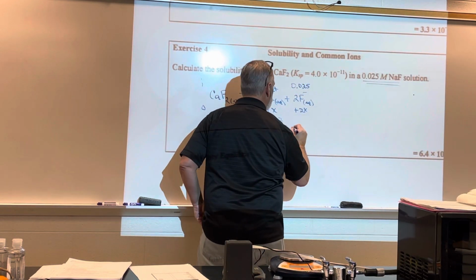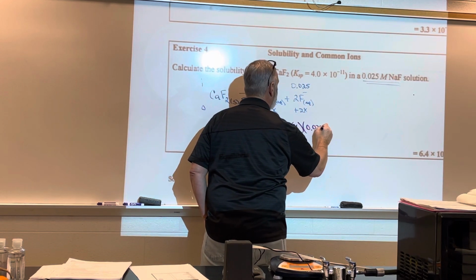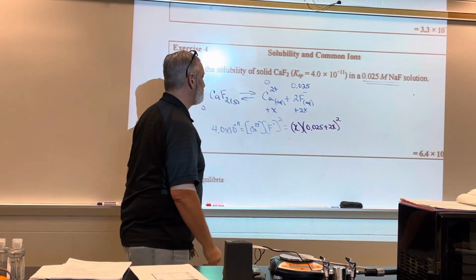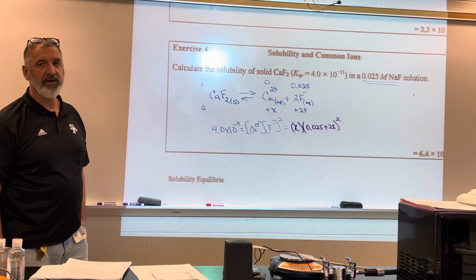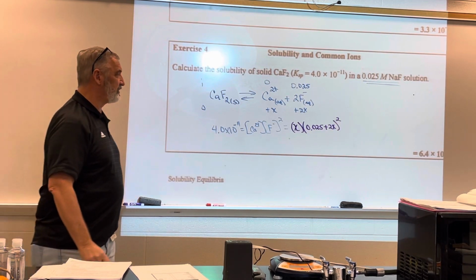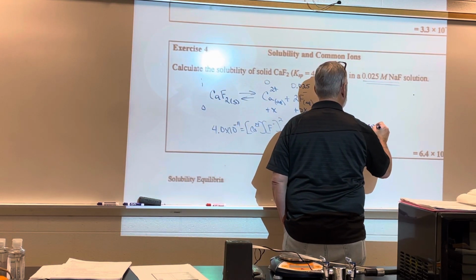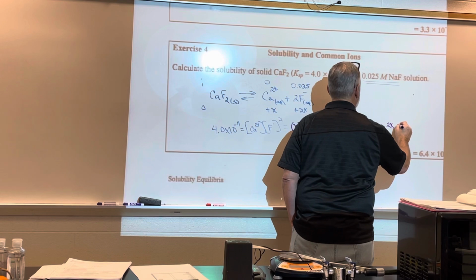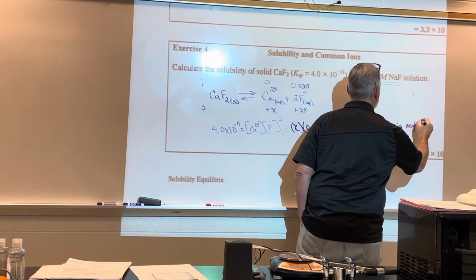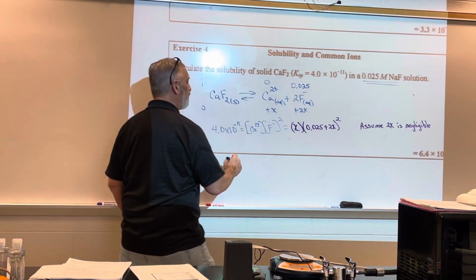It's going to equal x times 0.025 plus 2x squared. But what can we assume? The 2x is negligible. Okay? So assume 2x is negligible.